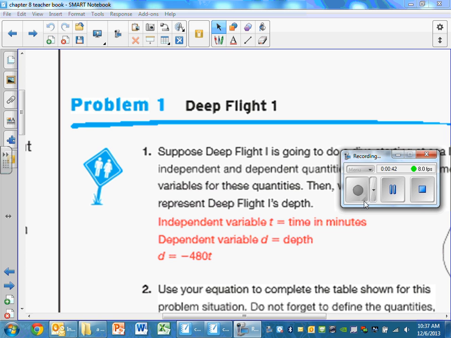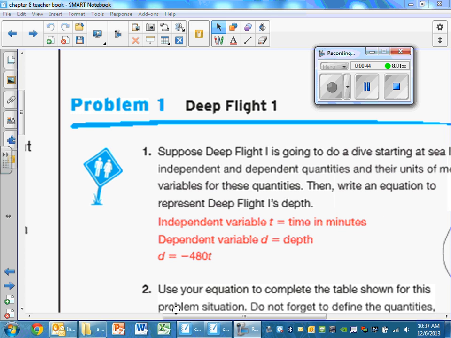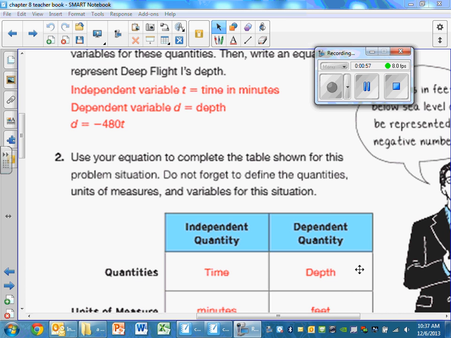It'll be negative. All right, now, so our independent variable is going to be the time in minutes. The dependent variable is going to be the depth. And then we have D equals negative 480 times T, and T is time in minutes. D is depth. Use your equation to complete the table shown for the problem situation. Do not forget to define the units of measure and variables for this situation.